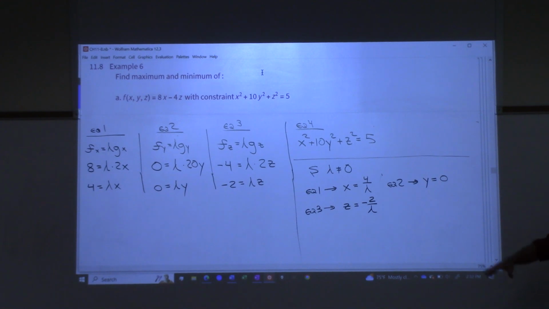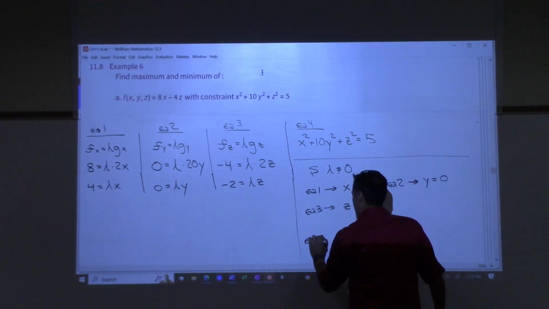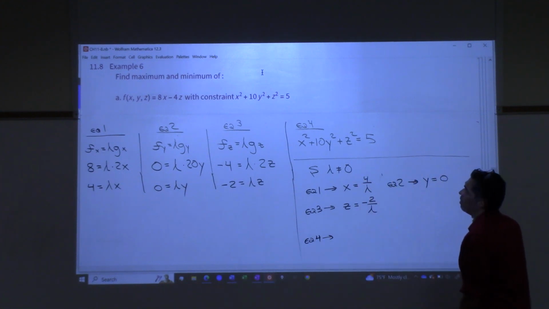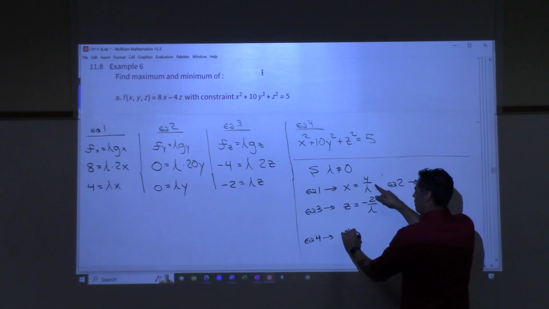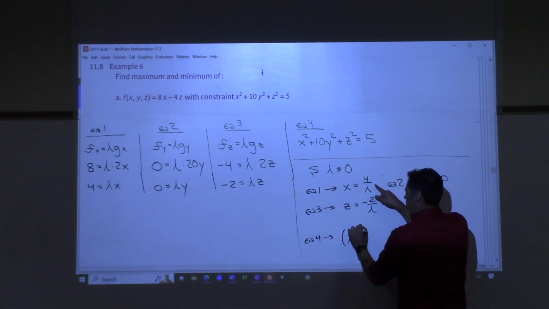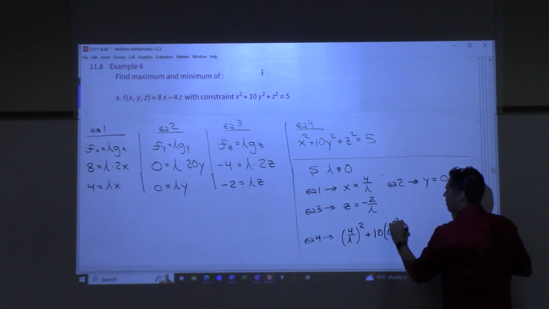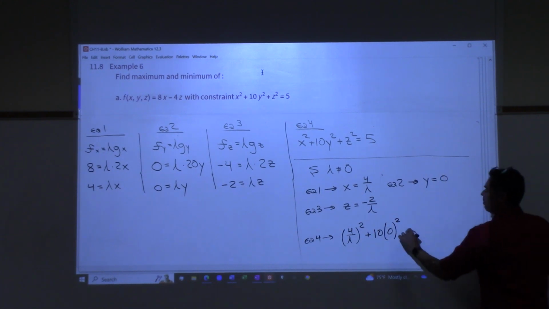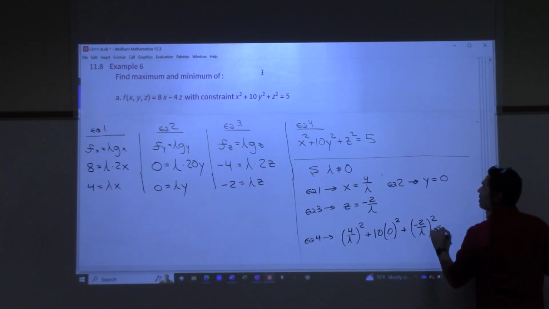And now I can use all that information to go to equation 4. Equation 4, x squared, x for us is 4 over lambda, so 4 over lambda squared, plus 10 times y squared, but y we just said was 0, plus z, which is negative 2 over lambda squared, must equal 5.